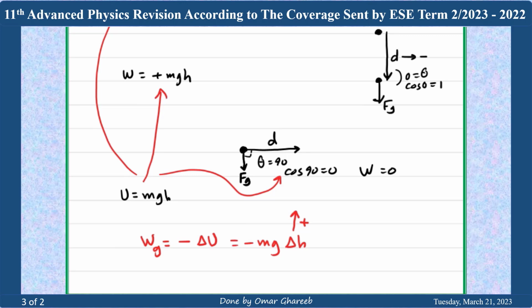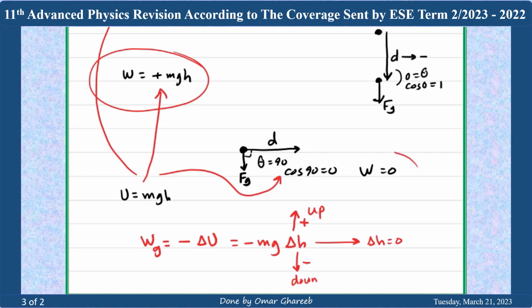If the object is going down, delta h would be negative. This is down, that one is up. Negative times negative is positive. So this situation. At last, if you are going to left or right, delta h would be 0. Then you will get this situation. So the work done by the gravity always equals minus delta U, minus mg delta h, and delta h is h final minus h initial.